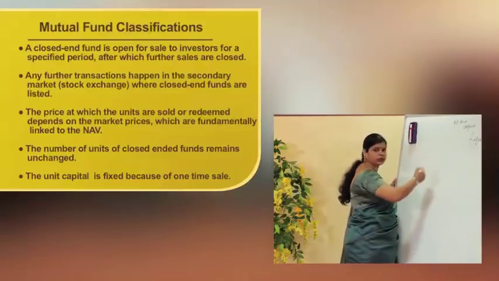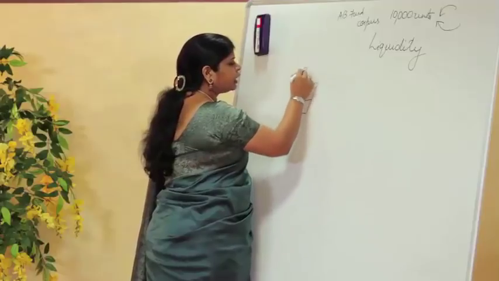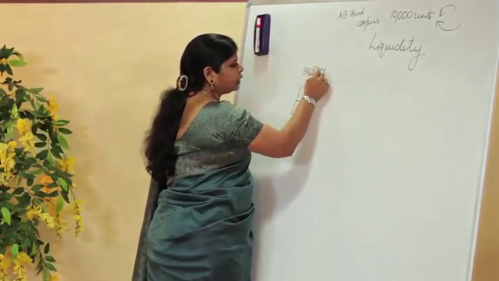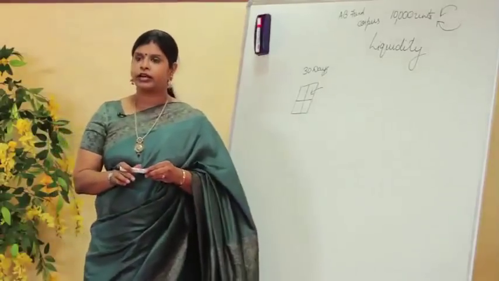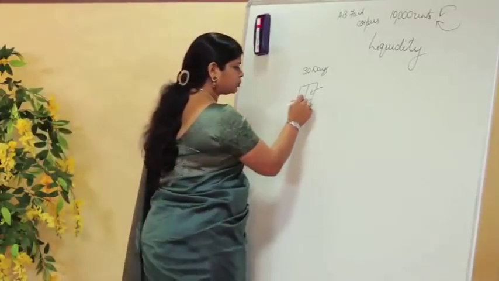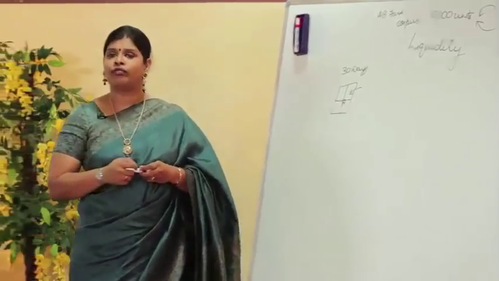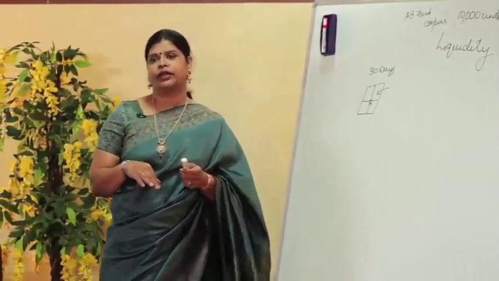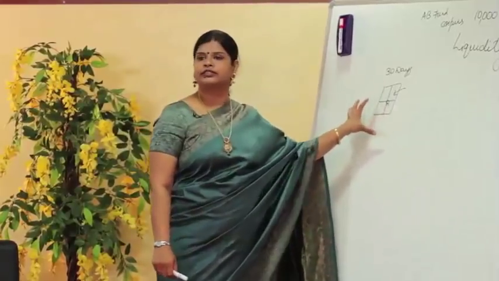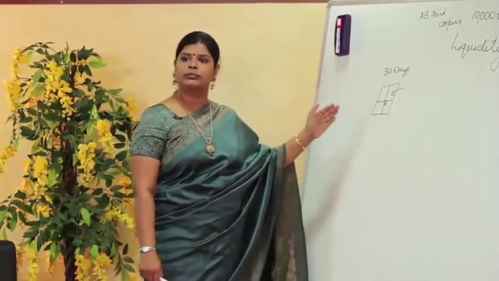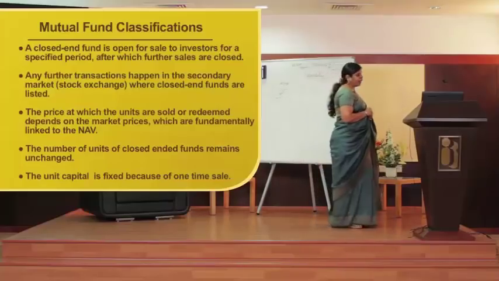So in closed-ended funds, let's say the window is open for 30 days. For the 30 days, I can come and invest in this particular fund. But after 30 days, the window gets locked. Now after 30 days, there can be no further buying in this particular fund. In closed-ended funds, I cannot invest after the specified period. So now there is no more buying and no more sales that can happen in that particular fund.